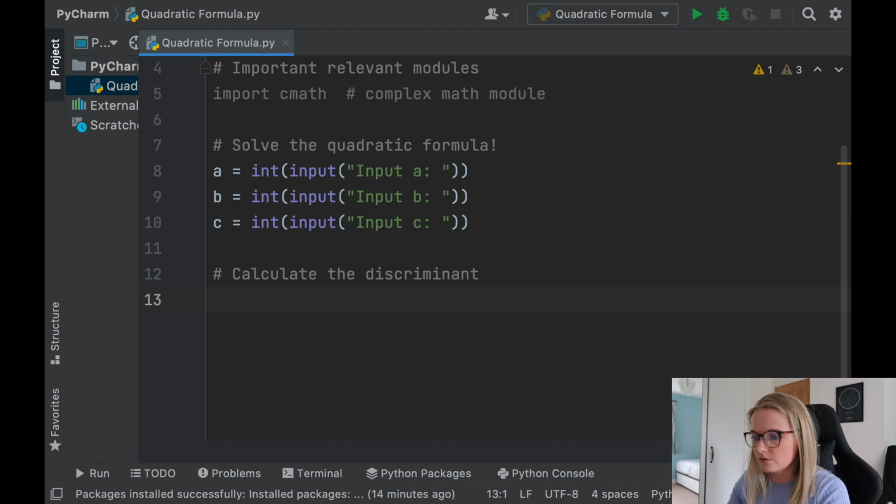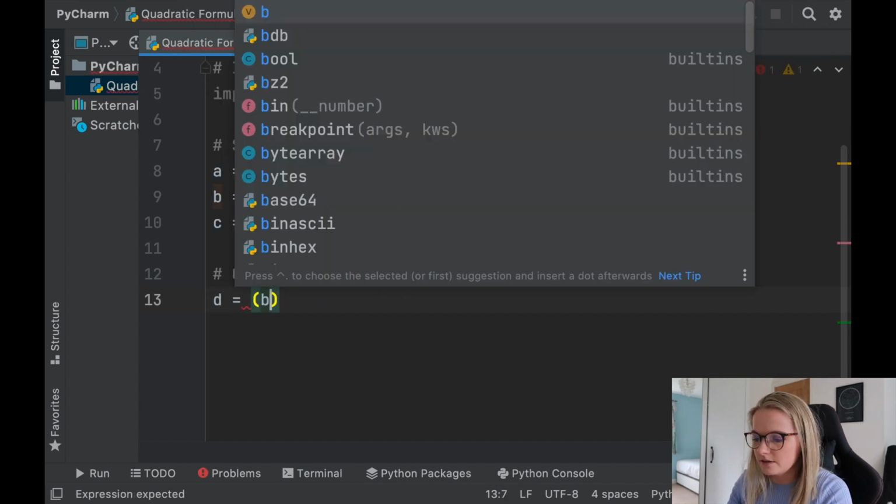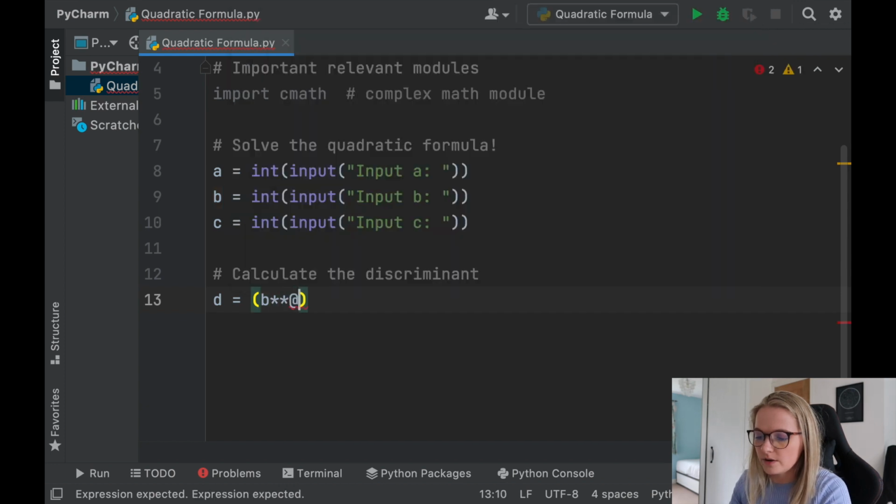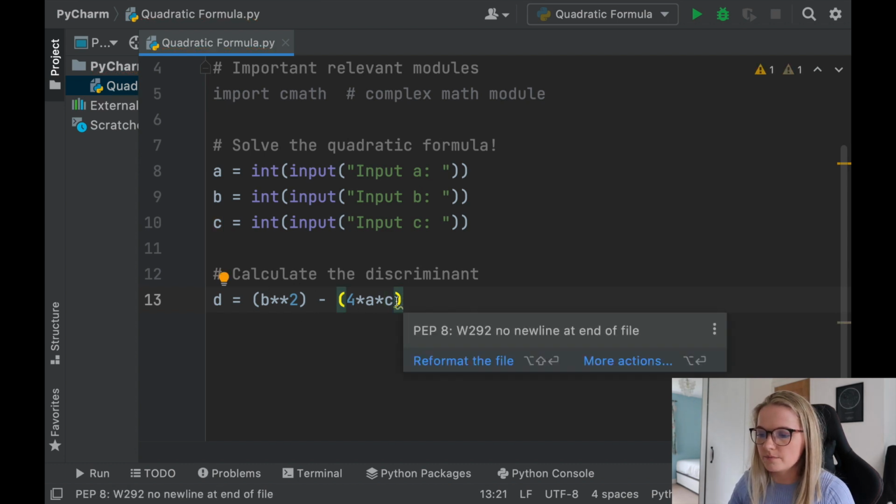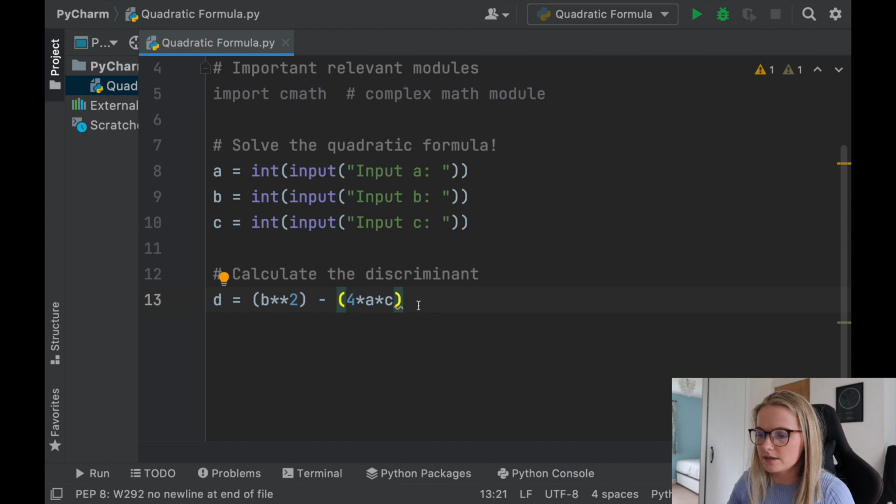So the discriminant, quite simply, we'll call it D for discriminant, is b squared, which is b, 2 asterisks and a 2, so that's b squared, minus 4 times a times c. We don't necessarily need the brackets here, but for extra measure you can put them in so we know that it's this minus this here. So that's the discriminant, b squared minus 4ac.